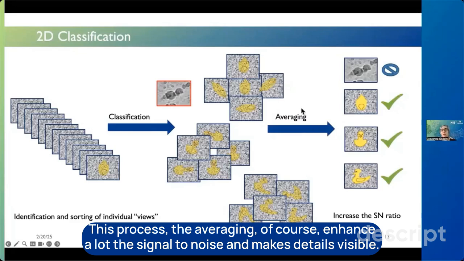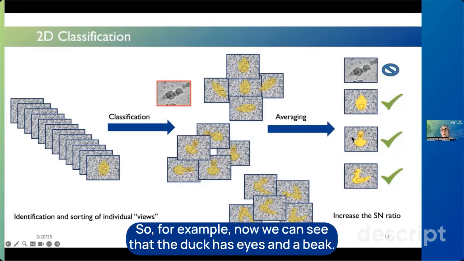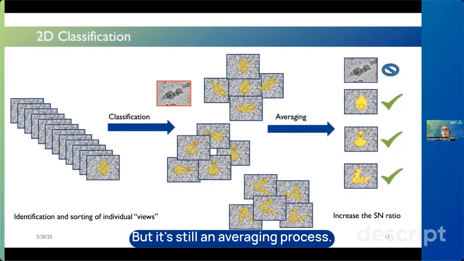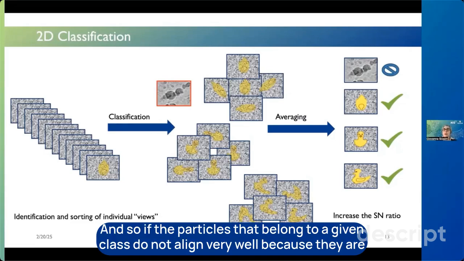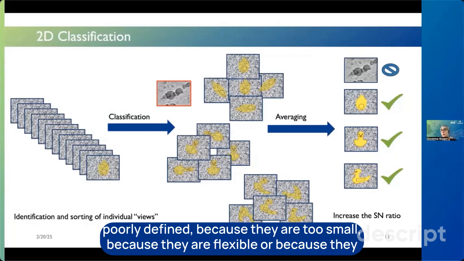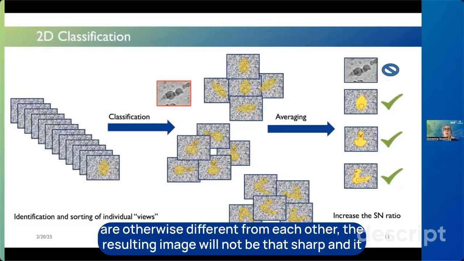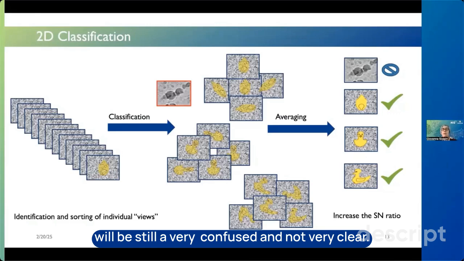This process, the averaging, of course, enhances a lot the signal to noise and makes details visible. So, for example, now we can see that the duck has eyes and a beak, but it's still an averaging process. And so if the particles that belong to a given class do not align very well because they are poorly defined, because they are too small, because they are flexible, or because they are otherwise different from each other, the resulting image will not be that sharp, and it will be still a very confused and not very clear image.